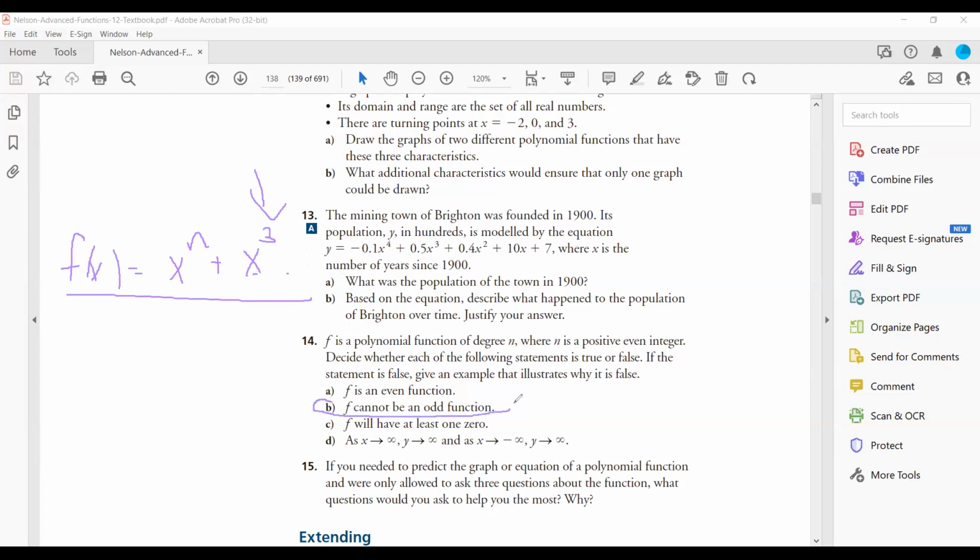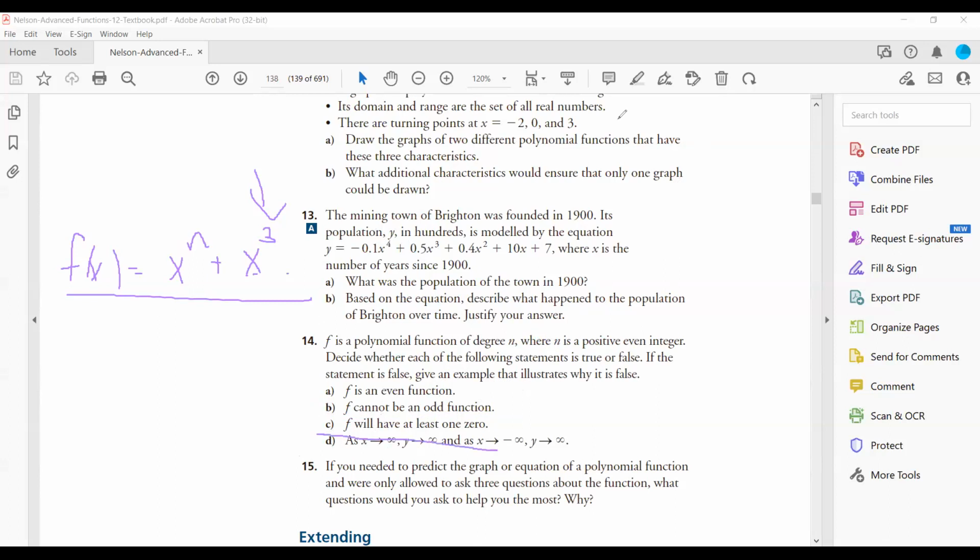Question B. F cannot be an odd function. And that's true because, considering what we just discovered in the first question, f cannot be an odd function because the greatest power of this function is n, which is an even integer. So there is no way for us to make this function odd. So this is true. So we don't have to give any illustration.